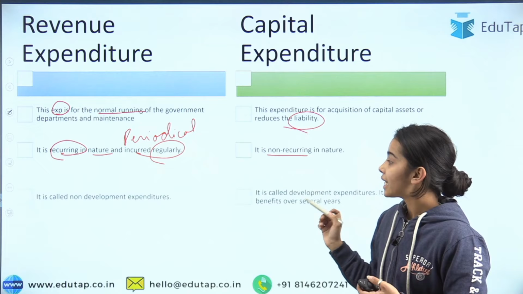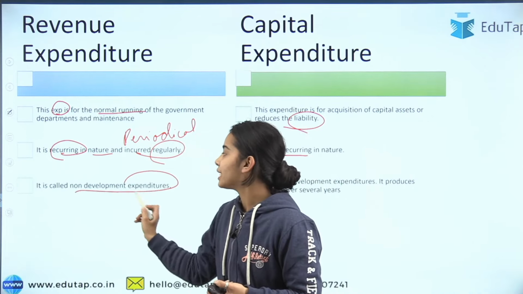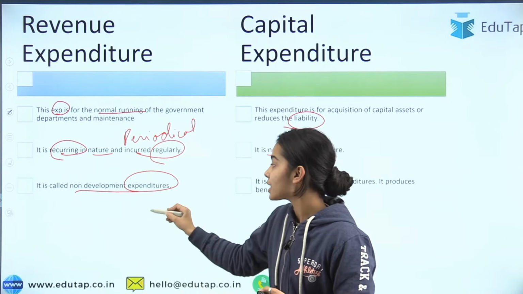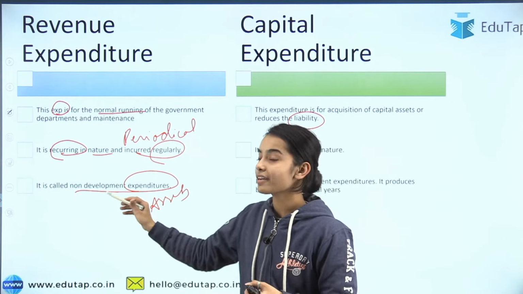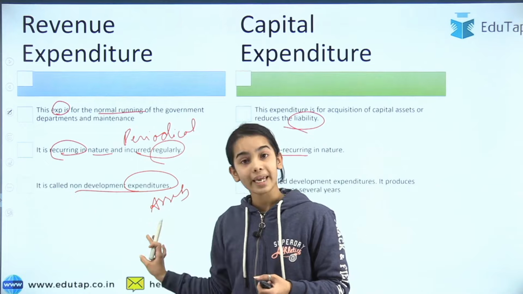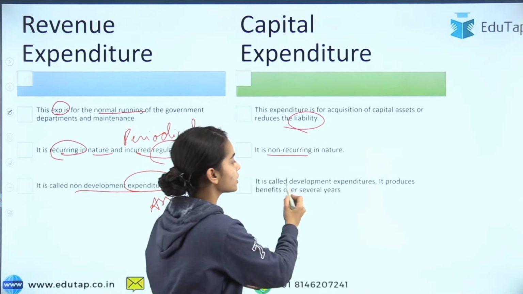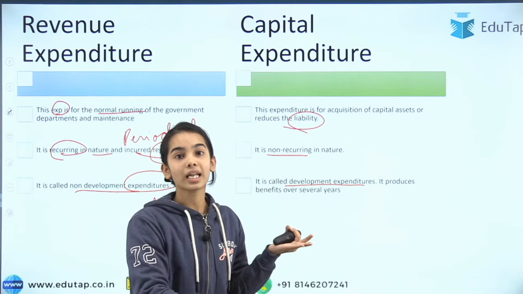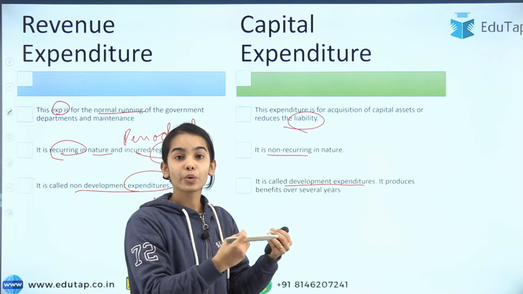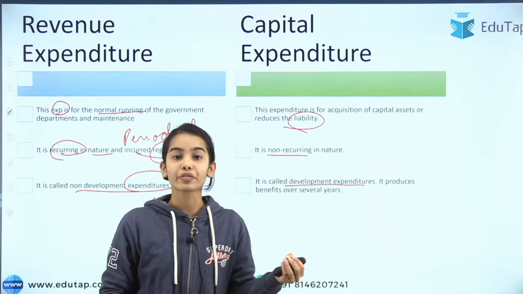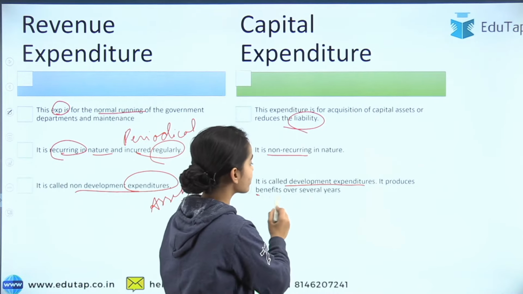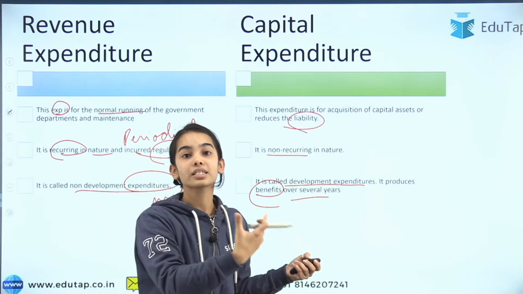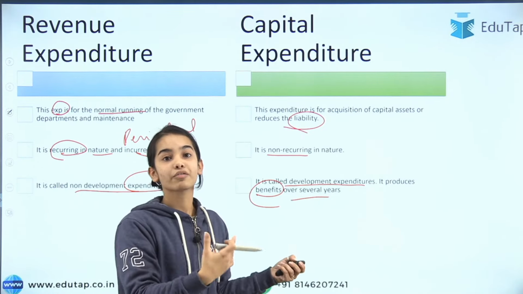Okay. Next is, it is called non-developmental expenditure because you are not directly creating something. You are not directly creating the assets. So it is considered non-development expenditure. While here it is considered development expenditure because you are creating the assets. Okay, or you are reducing the liabilities. So you are benefiting, you are developing the country by making the infrastructure and all. So it produces benefits over several years. That road will be used for several years in the future. So it will benefit for several years.